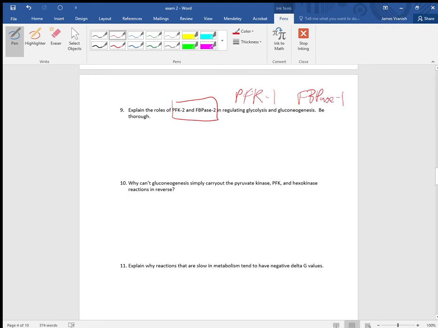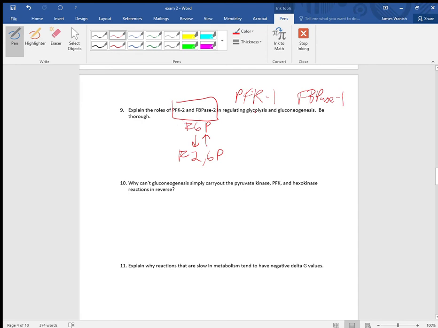All right, so now PFK2 and FBPase2, these make and break down fructose 2,6-bisphosphate. Right. So PFK2 is responsible for making that compound. FBPase2 is responsible for removing the phosphate off to give us fructose 6-phosphate back. So let me draw this slightly differently here. So basically the reaction they're doing is going from fructose 6-phosphate forward and backward to fructose 2,6-bisphosphate.